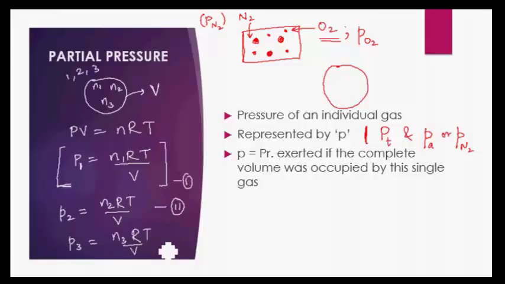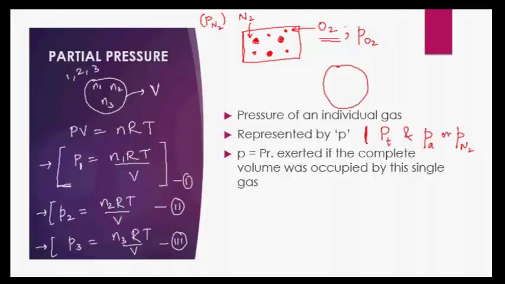Okay, so here again R, T and V have the same values, the only difference is between the values of N1, N2 and N3. Hence, the change in the value of individual pressures of each gas is a direct result of the change in the value of number of moles of that gas inside the container.